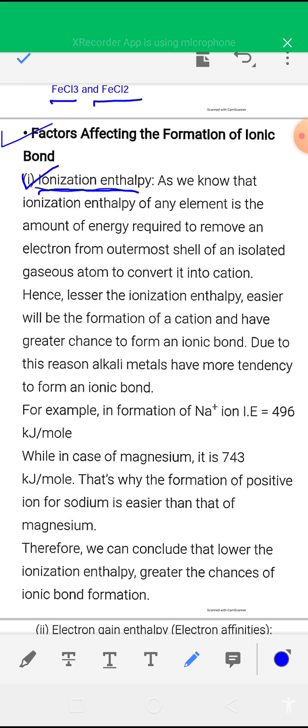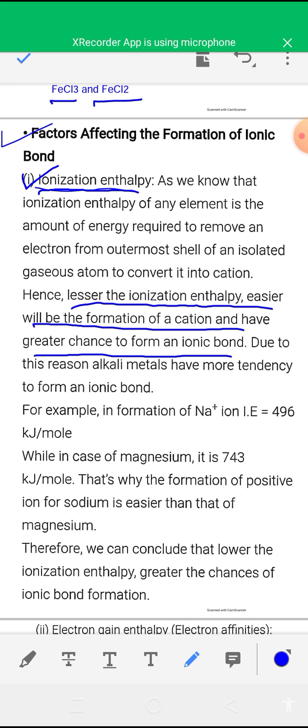The energy required to remove an electron from the outermost shell of a gaseous isolated atom to convert it into cation. Okay, so lesser the ionization enthalpy, easier will be the formation of cation. Lesser the ionization enthalpy of the metal, easier will be the formation of cation and greater chance to form ionic bond. Okay, as the ionization enthalpy of alkaline earth metal is very low, that's why they have more tendency to form ionic bond.